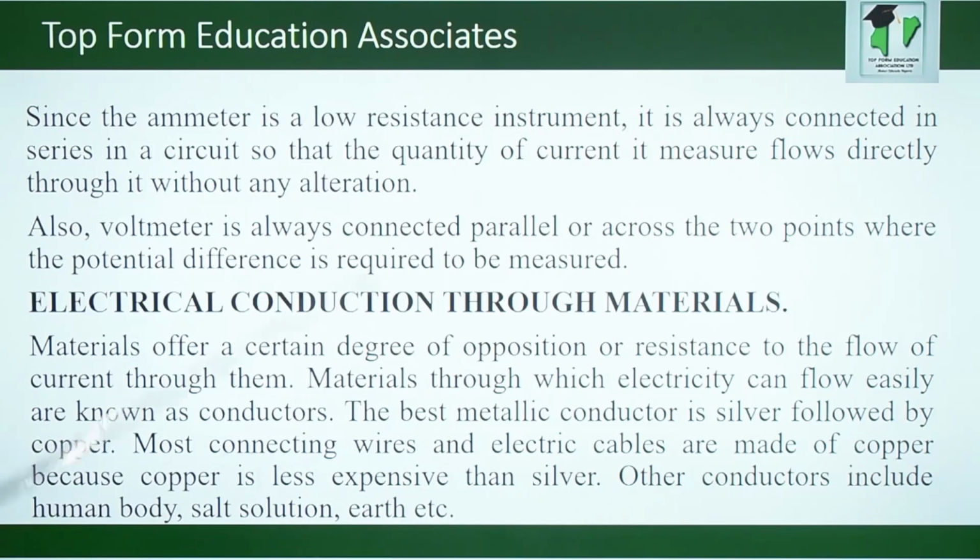So some connecting wires or electric cables are made of copper, because copper is less expensive than silver. Other conductors include the human body. That is why if you use your hand to hold a boiler that is plugged in and switched on, it will definitely shock you, because your body allows current to flow through it. So your body is a conductor. Other conductors include salt solution and the earth itself. The earth is a conductor; it allows current to pass through it.